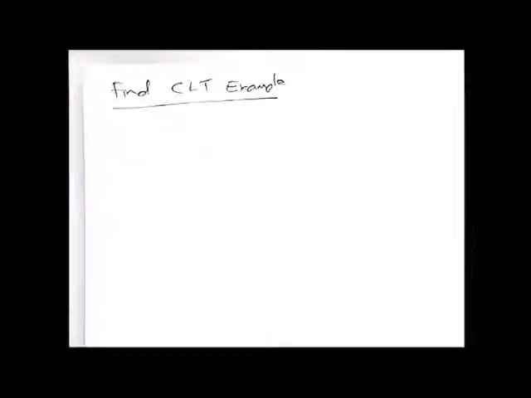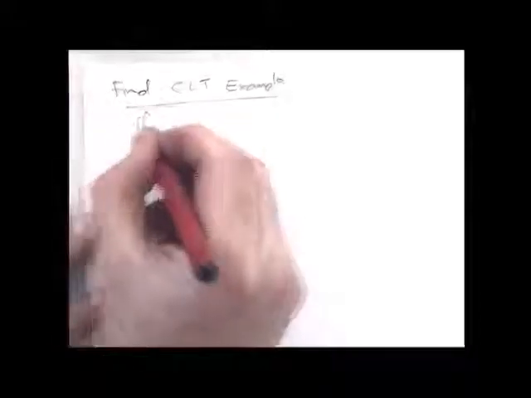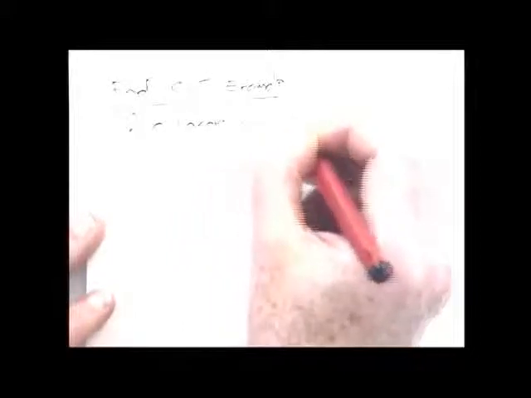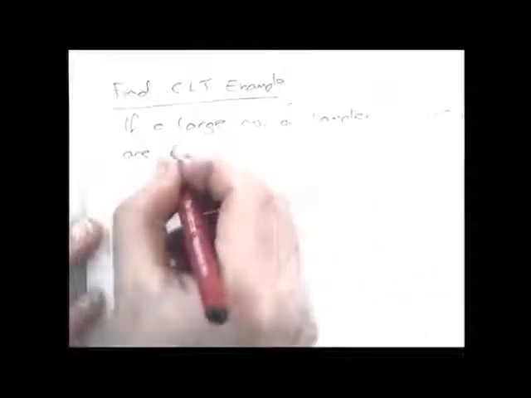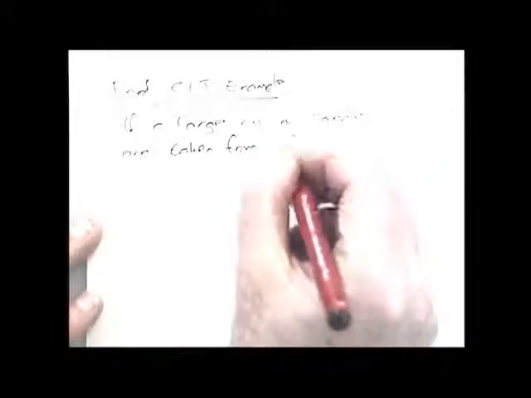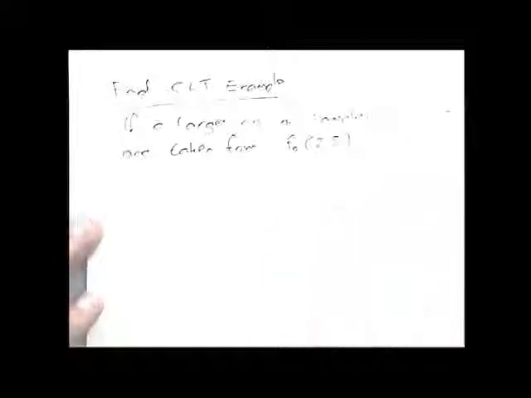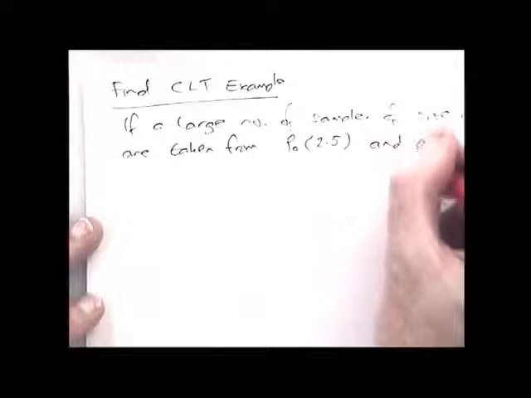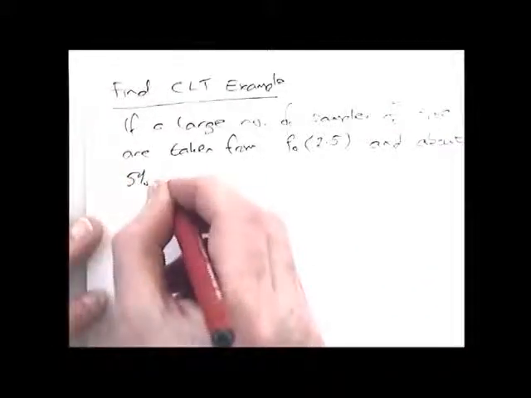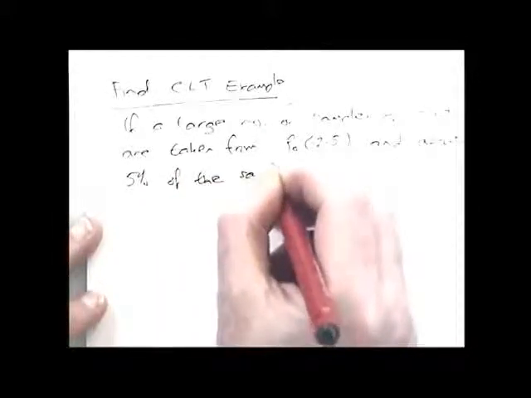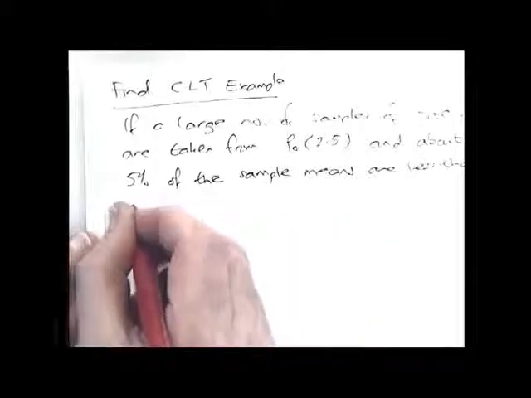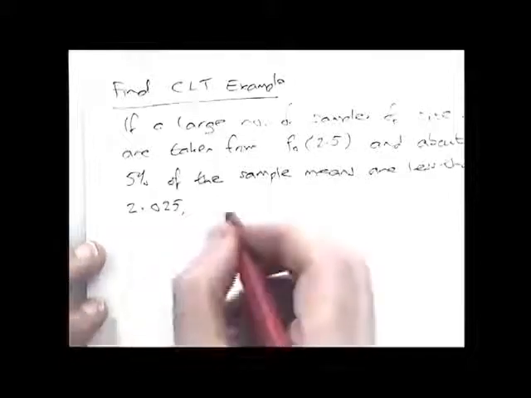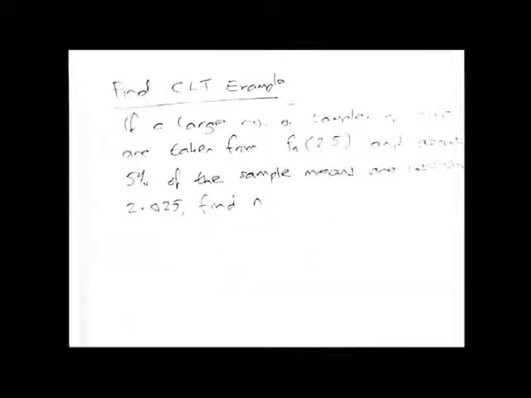So one final example on the central limit theorem, then we're going to do some questions on unbiased estimators and things. So the question is this: if a large number of samples of size n are taken from a distribution which is Poisson 2.5, and about 5% of the sample means are less than 2.025, find n, the size of the samples.